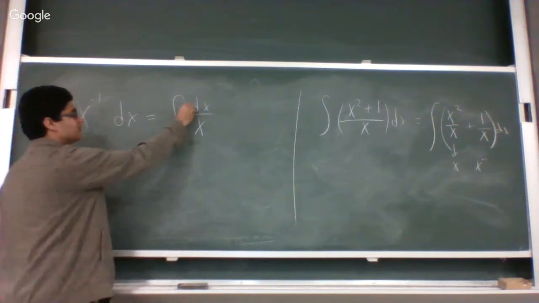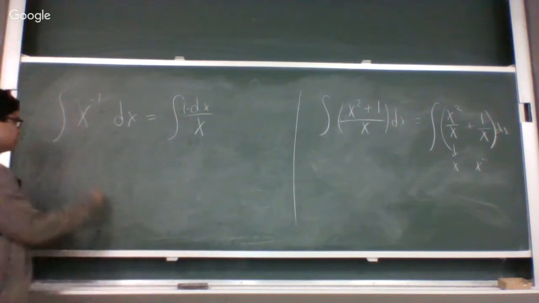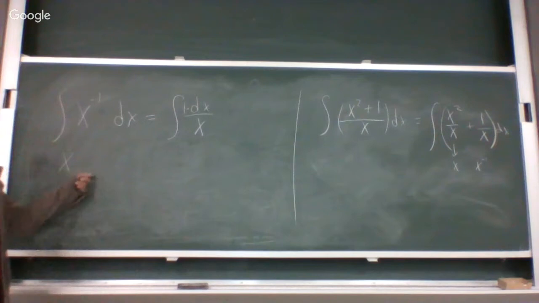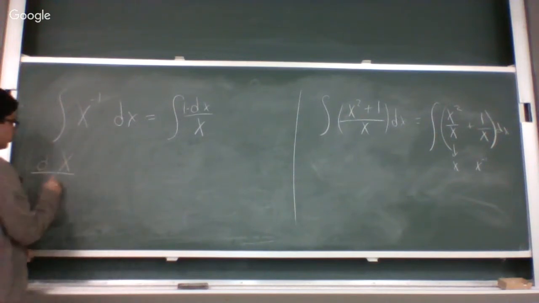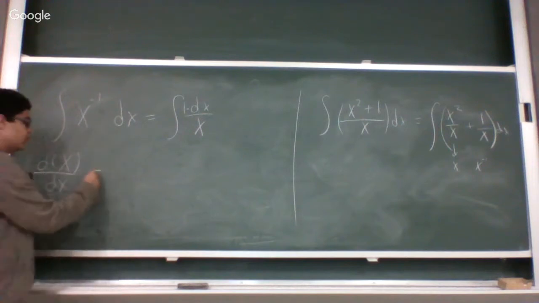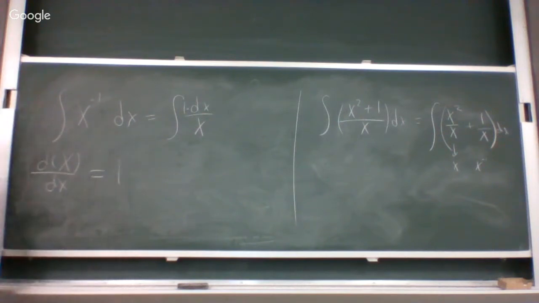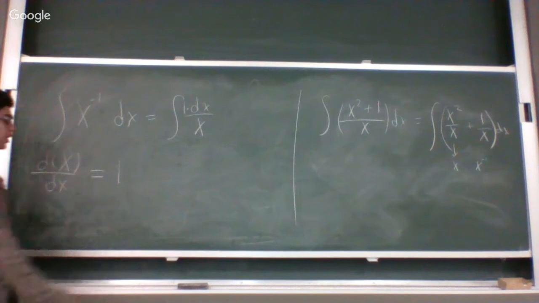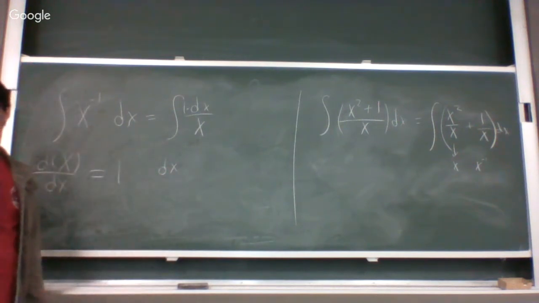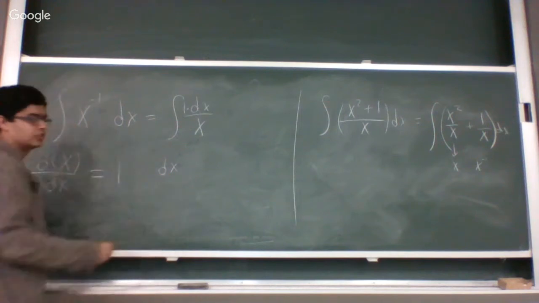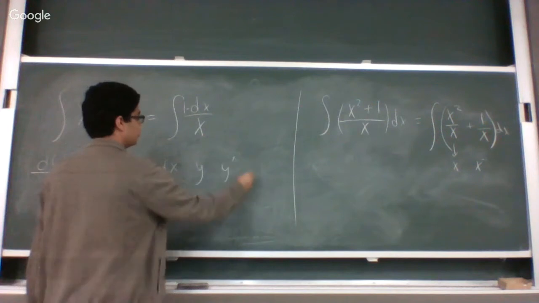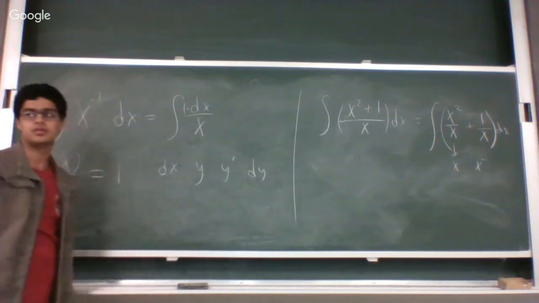So this is 1 times dx. Okay. So let me just say, the derivative of x, if we're doing d over dx, is 1 because we're taking it with respect to x. Otherwise, it's dx, because that's the change in x. That's the derivative of it. If I have y, the derivative of that is y prime, which is dy.